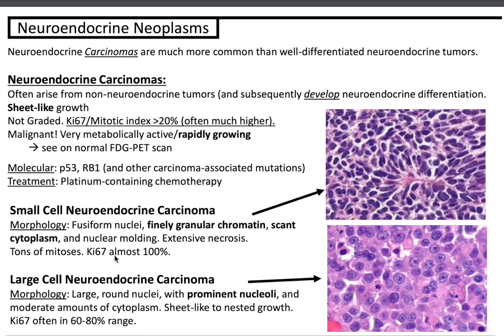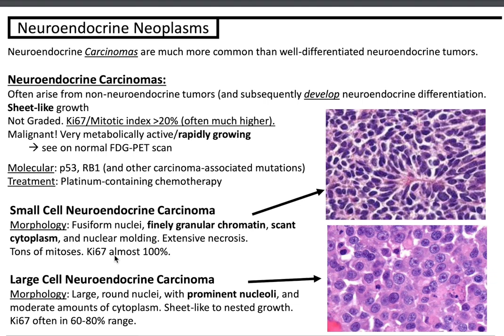Neuroendocrine neoplasms. Neuroendocrine carcinomas are much more common. You'll have sheet-like growth in neuroendocrine carcinomas. They're non-neuroendocrine tumors that develop neuroendocrine differentiation. They're rapidly growing. Ki67 mitotic index is greater than 20%, driven by p53 and retinoblastoma 1 genes, among other mutations.